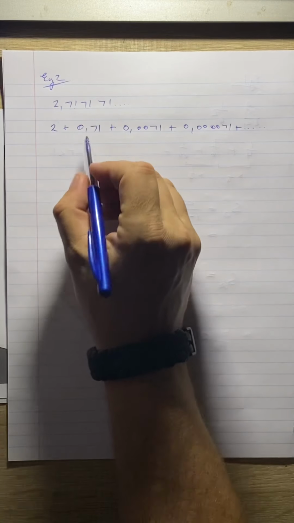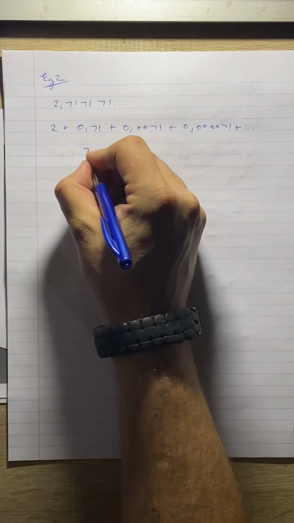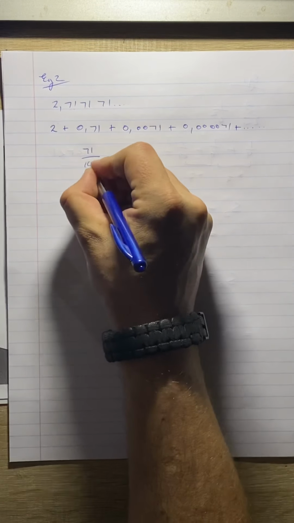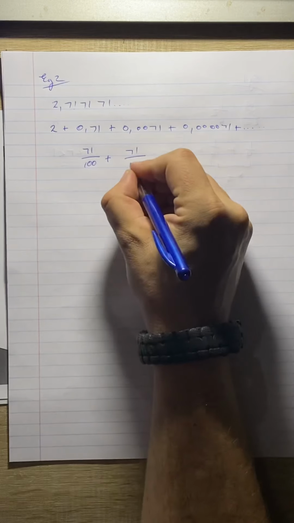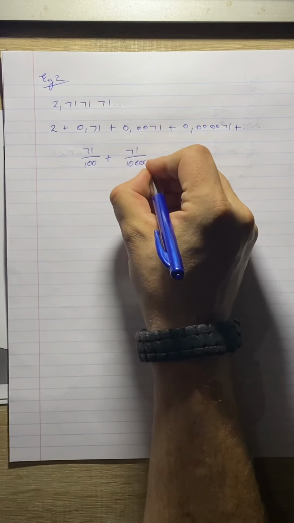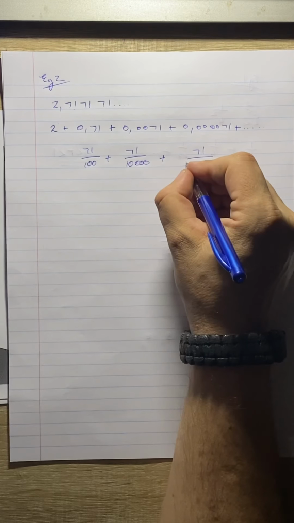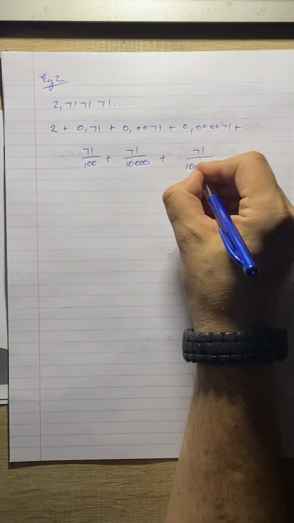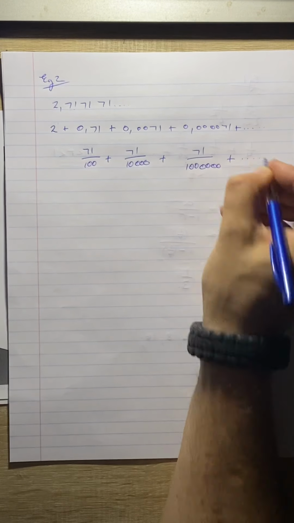What I am interested in is these decimal places here. So this is actually 71 over 100 plus 71 over 10,000 plus 71 over 1 million plus, and so on and so on.